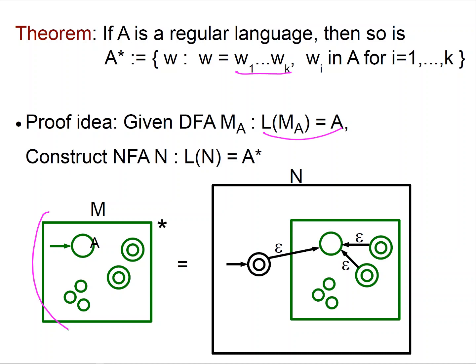I'm going to take my DFA, box it, and put epsilon transitions from the accept states back to the start state. And there is a detail here: A star always contains the epsilon string, the empty string, but the start state of M may not be accepting. To correct that, I'm going to add a new state, make it accept, and give it an epsilon transition to the start state of M.